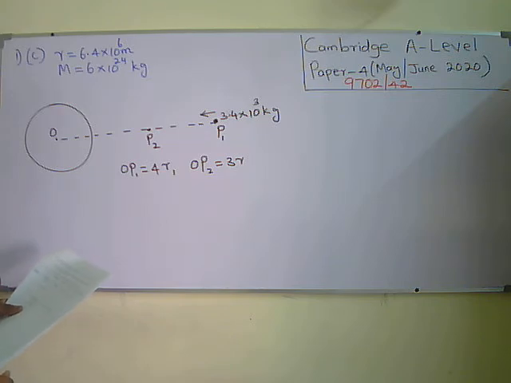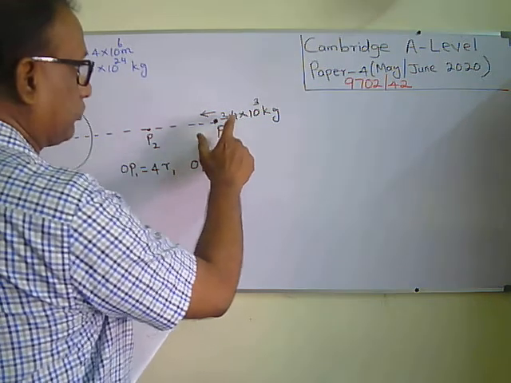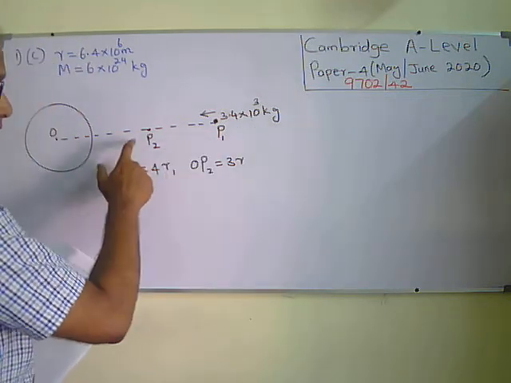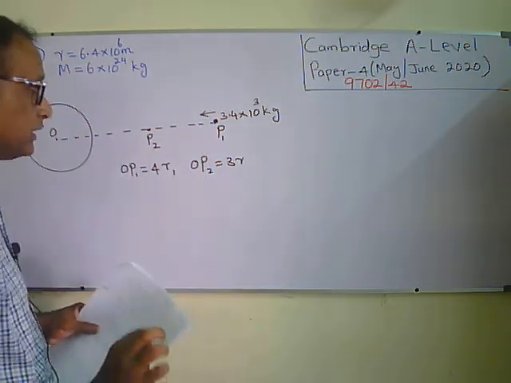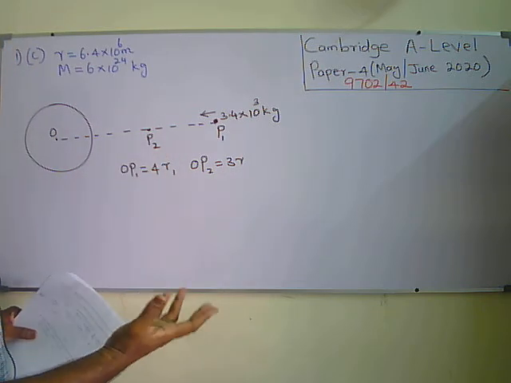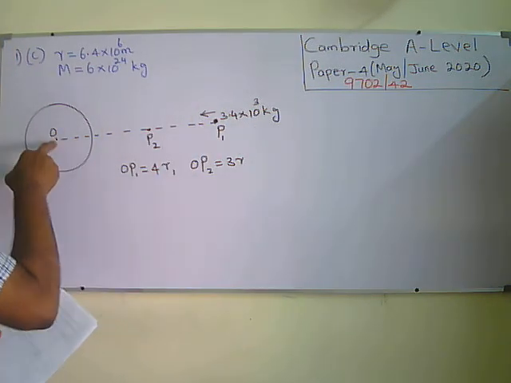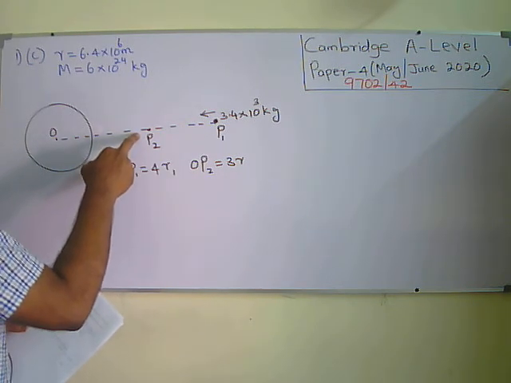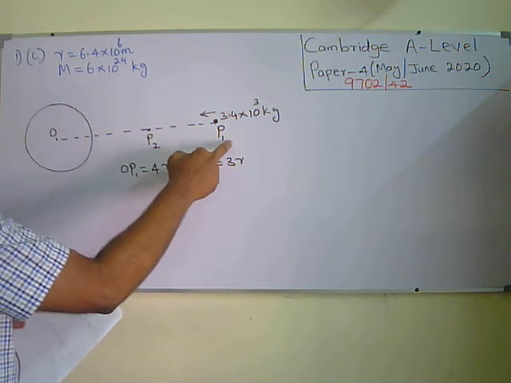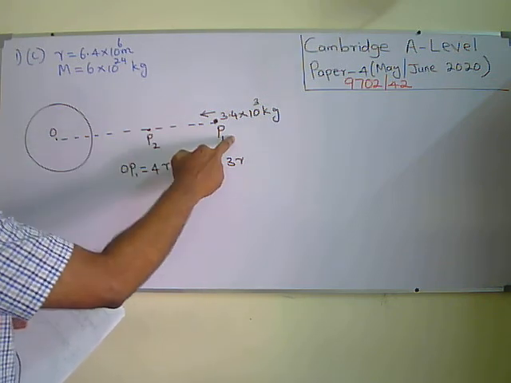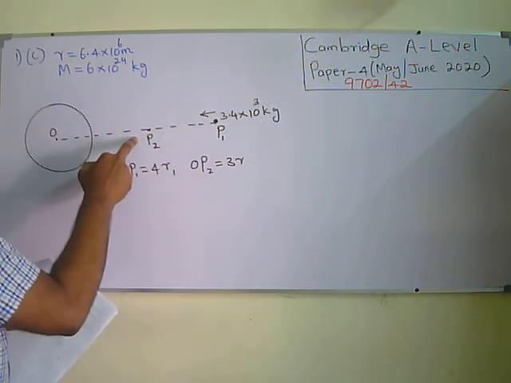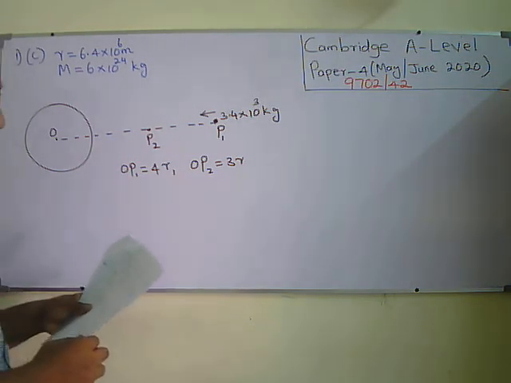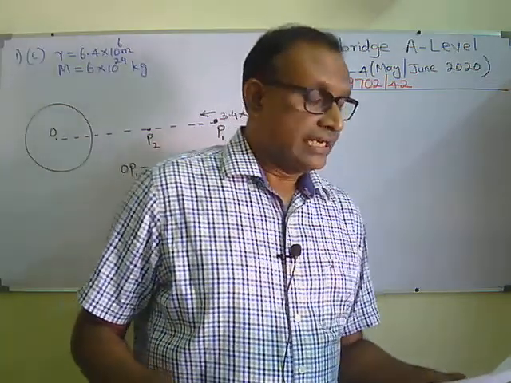And the question is, a rock of mass 3.4 times 10 to the power 3 kilograms is moving from point P1 to P2. P1 and P2 are not mentioned in the question; I included them on my diagram. They are saying the rock is moving from a distance of 4r from the center of the planet to a distance of 3r. That is, P1 to P2. OP1 is 4r and OP2 is 3r. Okay, so they asked to calculate the change in gravitational potential energy of the rock.